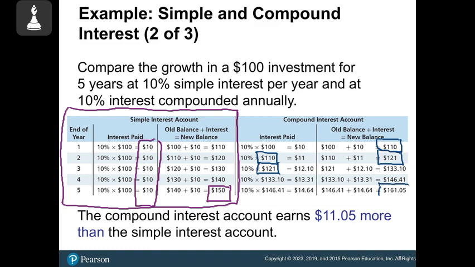So in the end, I am earning $161.05, which is $11.05 more than the simple interest. This is because the interest earned goes towards the new balance, and then the next set of interest is calculated on that new balance, not just the initial investment.